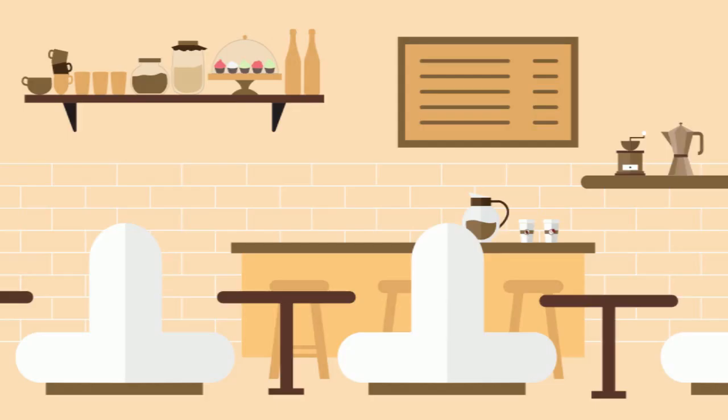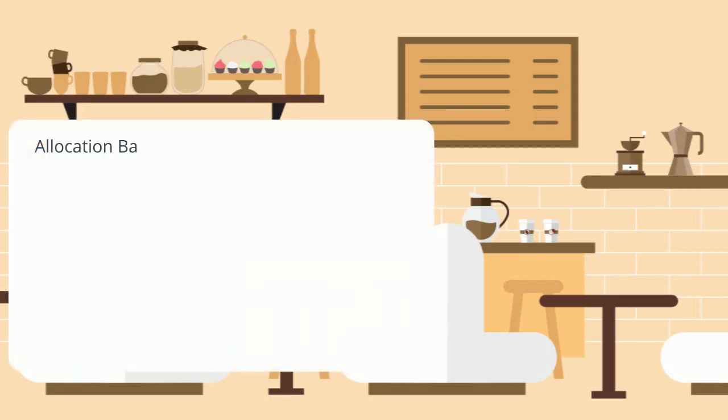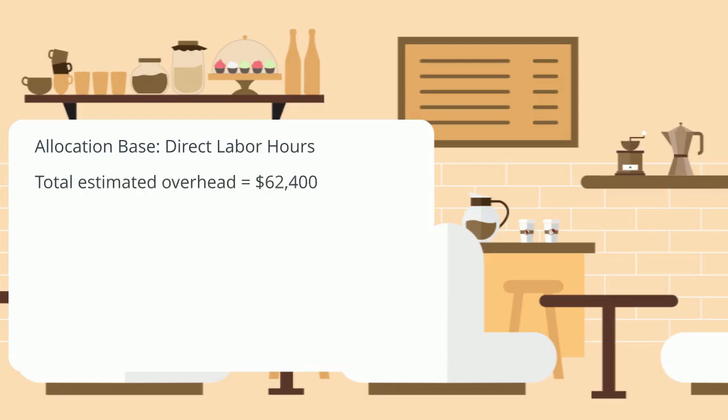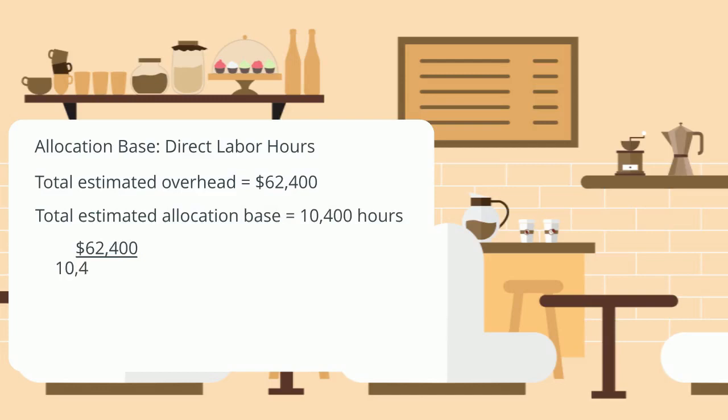Let's go back to our restaurant example. We add up all the overhead costs we estimate we will have for the coming year. We decide that direct labor hours, the time it takes to make the meals, is the best allocation base for our overhead. We estimate how much total direct labor hours we will have for the upcoming year. Assume our total estimated overhead costs come to $62,400 and our total estimated direct labor hours come to 10,400 hours. Our predetermined overhead rate would be $6 per direct labor hour.